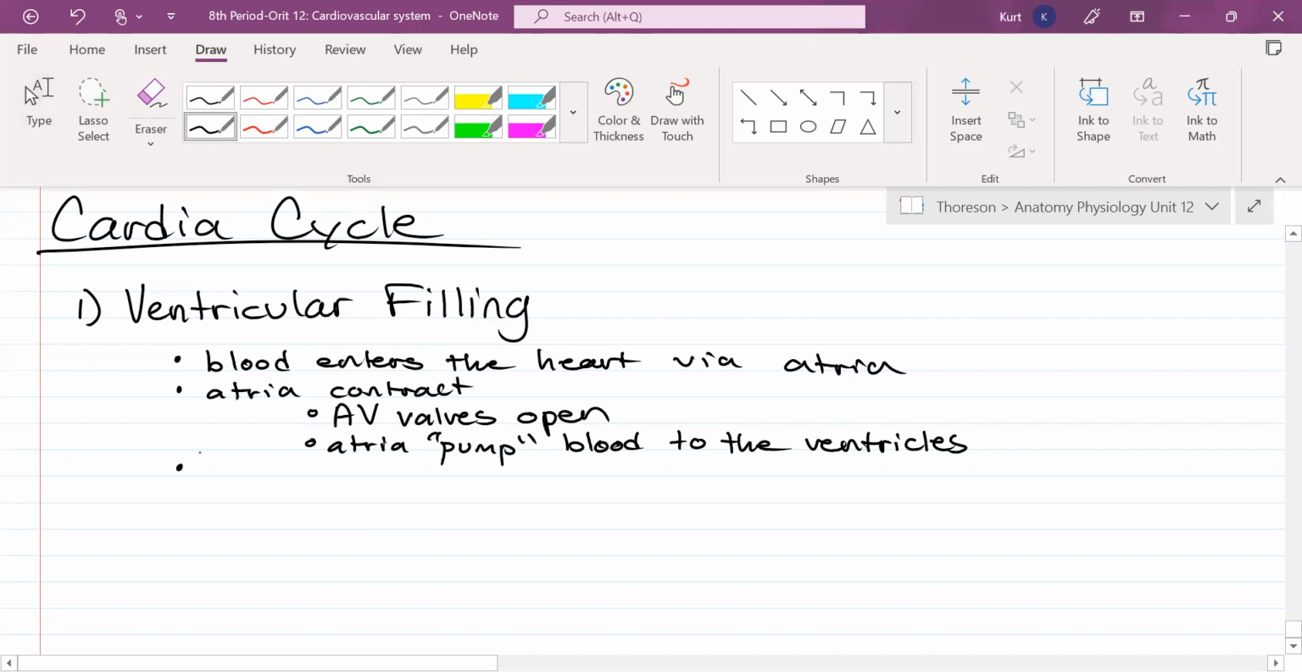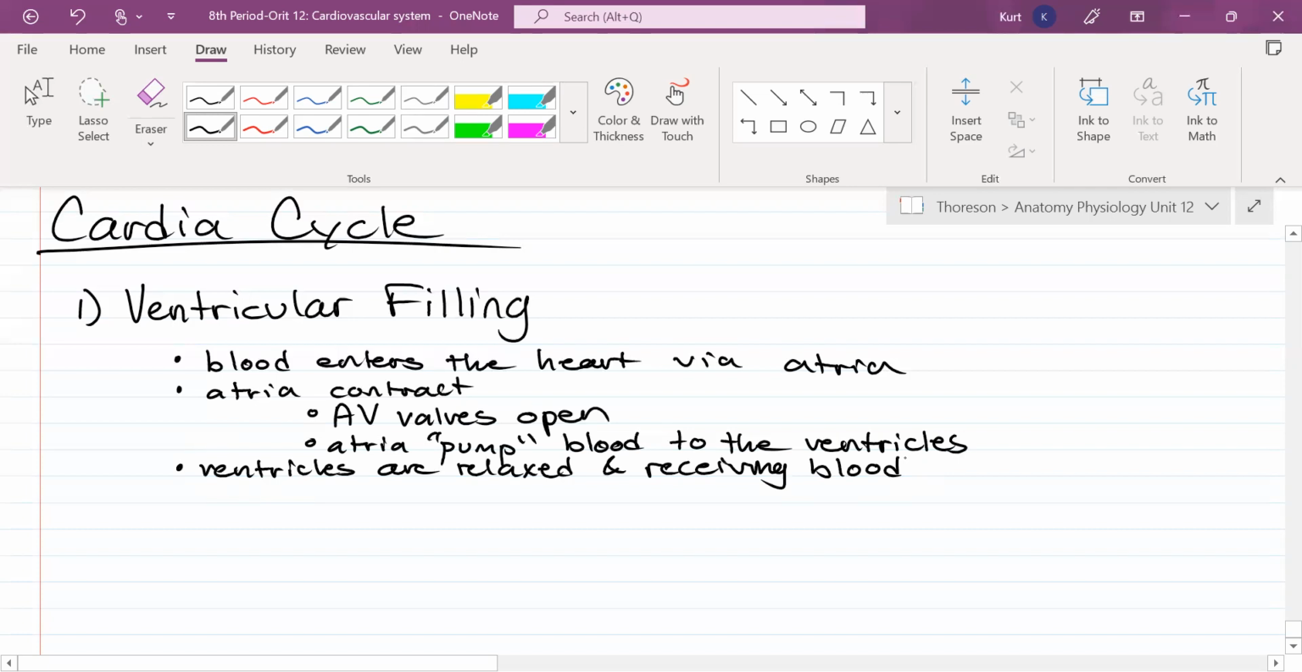Because the atria are contracted and the ventricles are just receiving blood, what do you suppose the state is of the ventricles? Are they contracted or relaxed? They are relaxed. Ventricles are relaxed, and they're receiving blood.